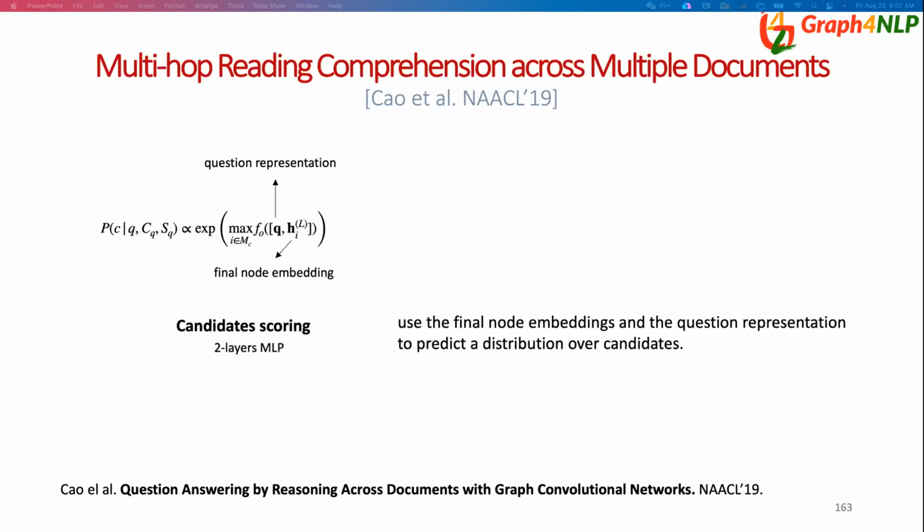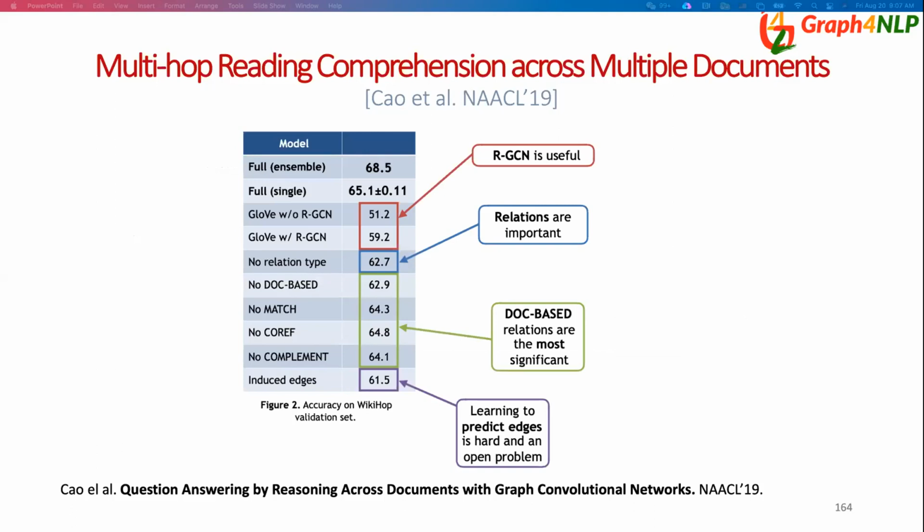The candidate scoring uses the final node embedding and the question representation to predict a distribution over candidates. If we look at the final experimental results, we can make a few interesting observations. First of all, when we replace ELMo by GloVe, basically removing a more powerful pre-trained language model with a simpler one, you can see there's still a pretty competitive system, indicating the relational graph convolutional network is useful.